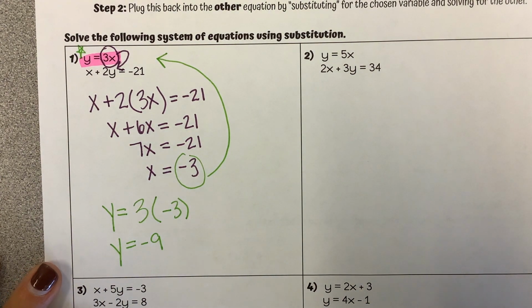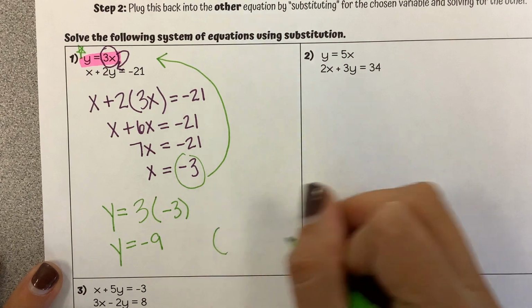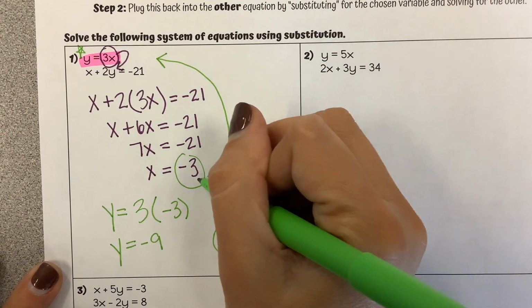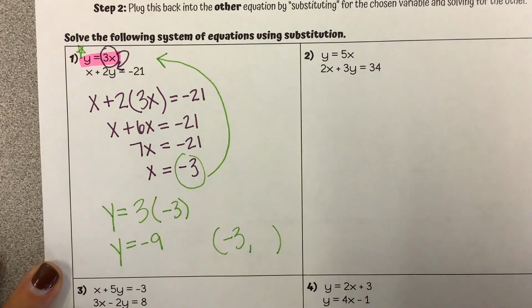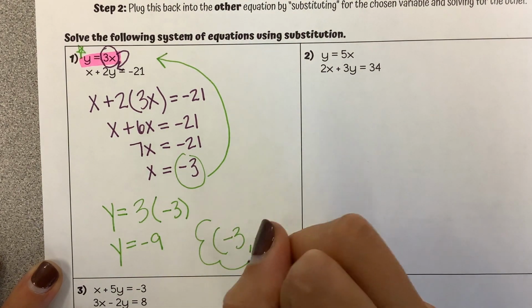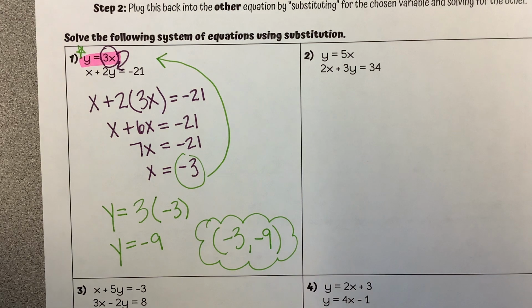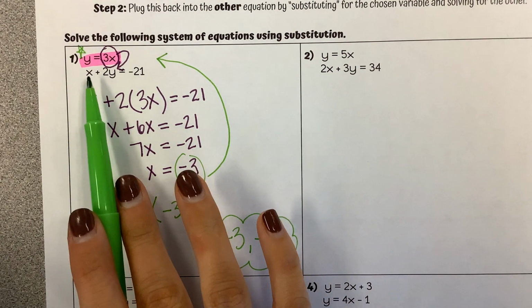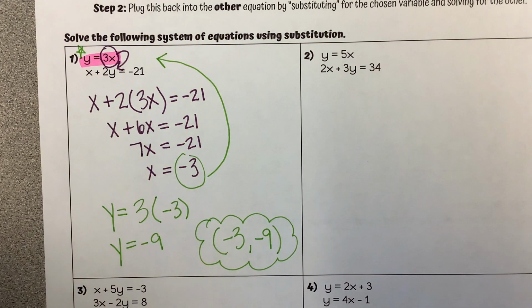Now, when I write my answer, I'm writing it in the form of an ordered pair. So our x value of negative 3, comma, our y value of negative 9. I could have plugged the negative 3 into here, and we would have gotten the same answer. Okay. All right, number 2.